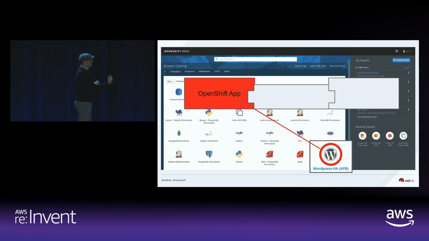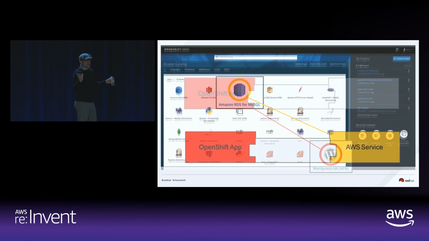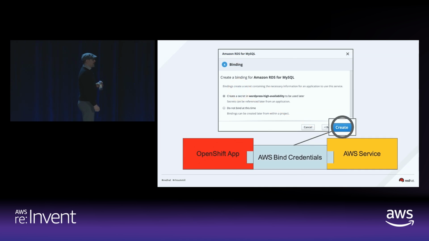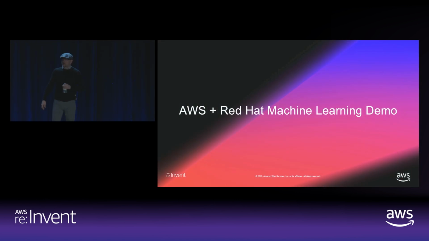So it would look like this, for example. A developer goes in and says, I want to deploy WordPress. I know it's a very simple application, but that's just what we're going to show. They select the AWS services, and then they say, I want to bind those credentials. They say, create secret and WordPress high availability to be used later. It binds that, or you could choose not to, and it'll bind all of this together. We're going to show some of this in the demo itself.